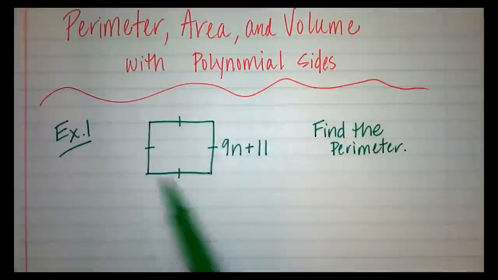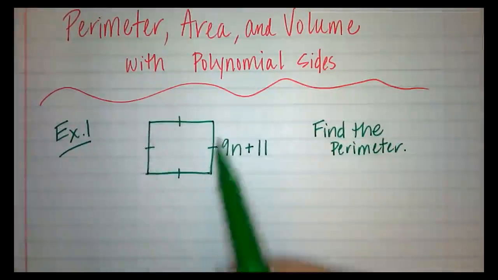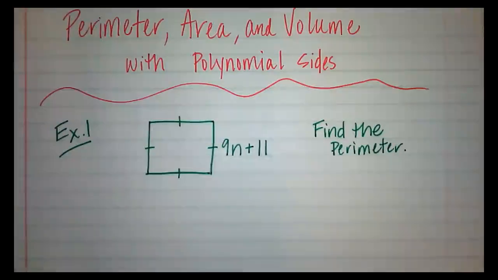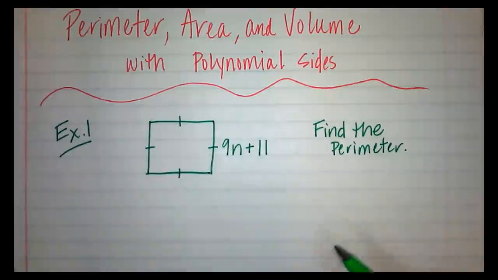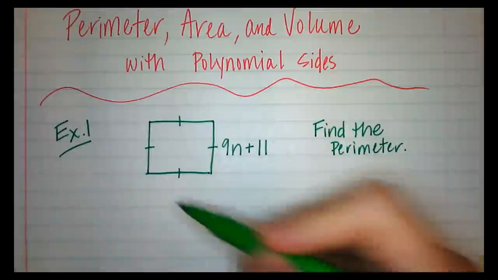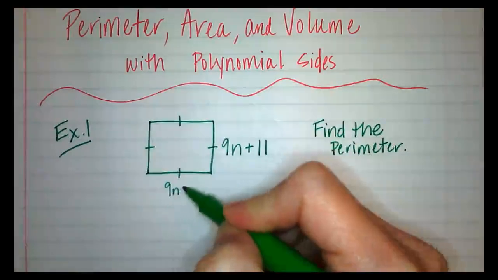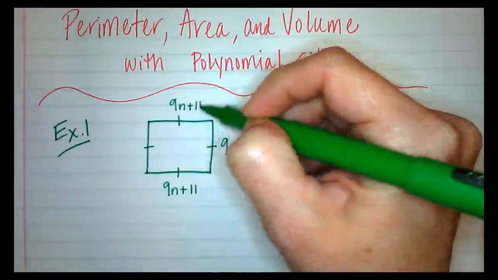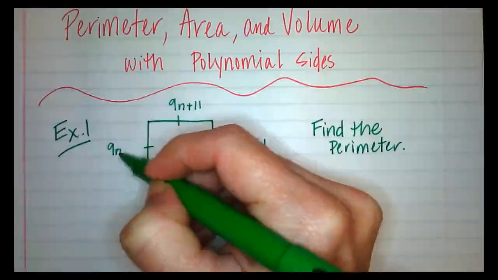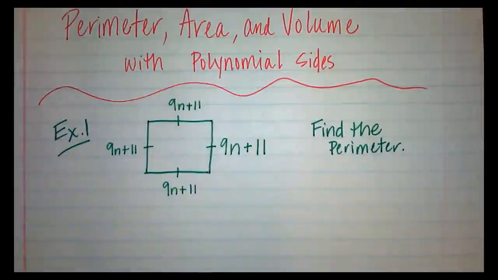So basically, if we were going to put a fence around the edge of the square, what we want to think about is what that means. For a square, all 4 sides are the same. So if this is 9n plus 11, this one is 9n plus 11, that one is 9n plus 11, and this one is 9n plus 11.